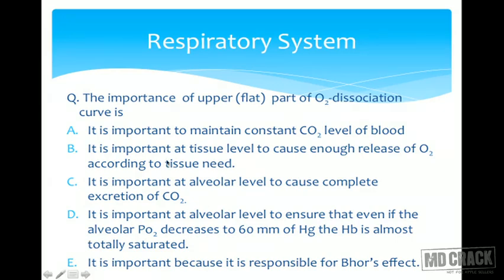What is the importance of the upper or the flat part of the oxygen hemoglobin dissociation curve? It is important to maintain a constant CO2 level of the blood. It is important at the tissue level to cause enough release of O2 according to the tissue need. It is important at the alveolar level to cause complete excretion of CO2. It is important at the alveolar level to ensure that even if the alveolar PO2 decreases to 60 mm of Hg, the Hb is almost totally saturated. It is important because it is responsible for the Bohr effect.